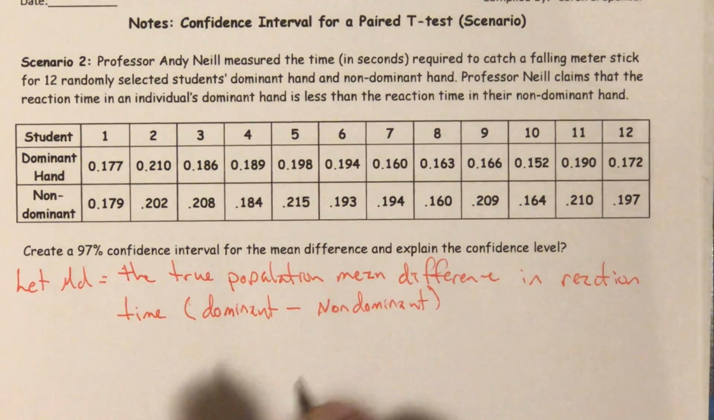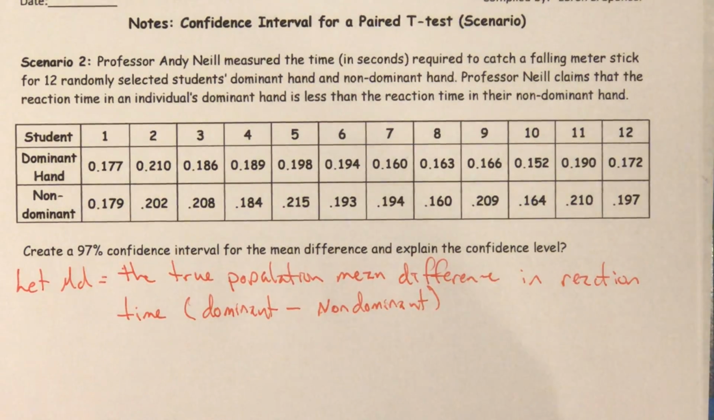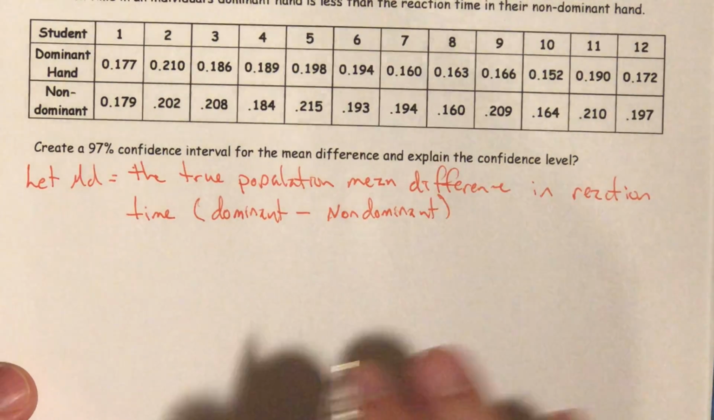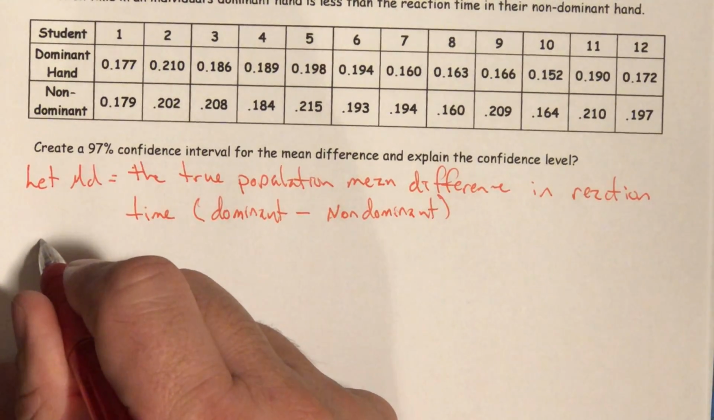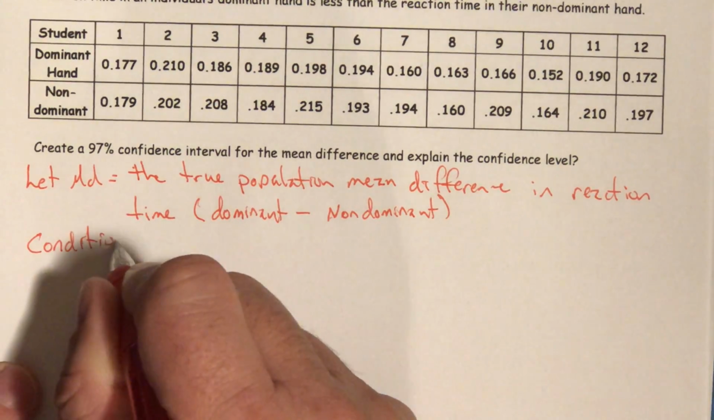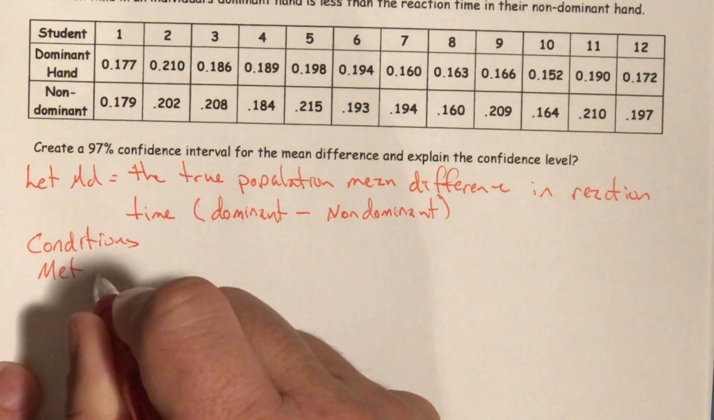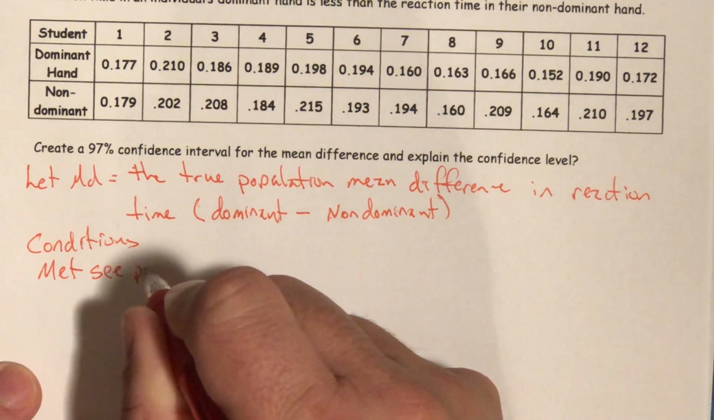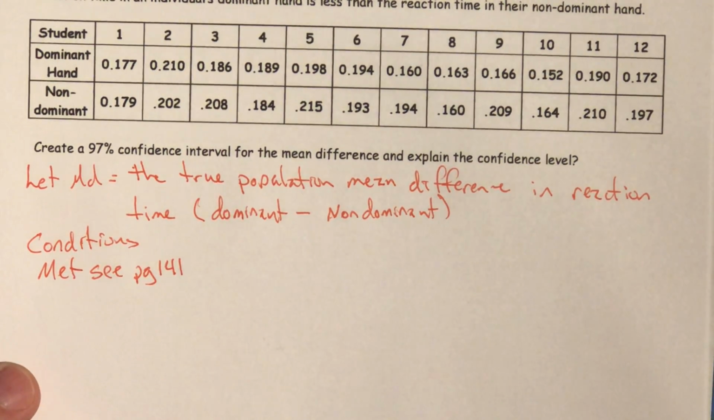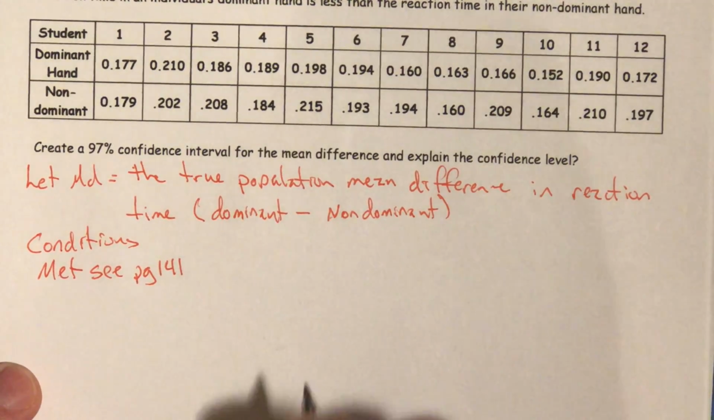All right, they're asking me to create a confidence interval, so I need to go through my conditions. But since we already did that, I'm going to say conditions met, see page 141. That speeds things up because we don't need to redo what we've already done.